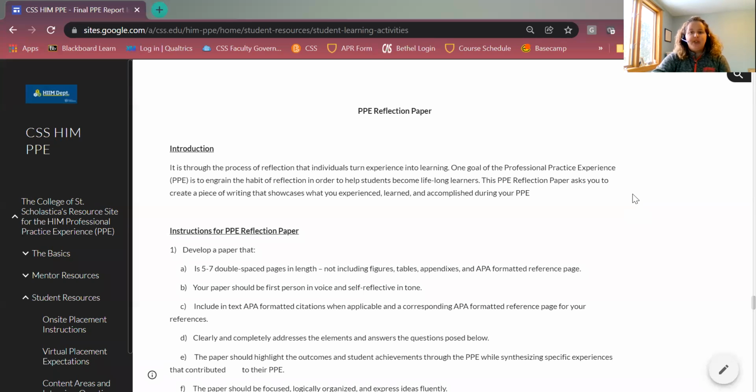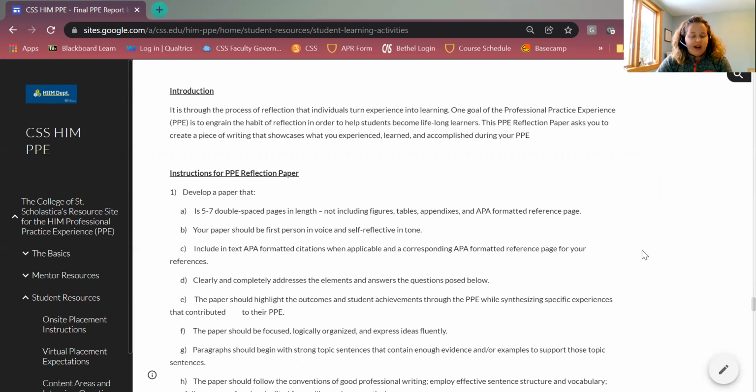All right, the final section of the final PPE report is a reflection paper. And this is my personal favorite one to read, of course, but I hope that you all find that it's helpful to you as well to summarize and bring together everything from this experience.